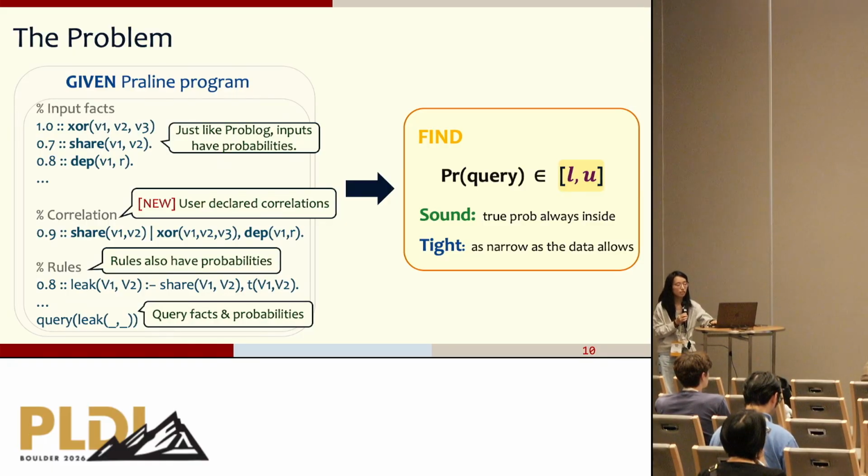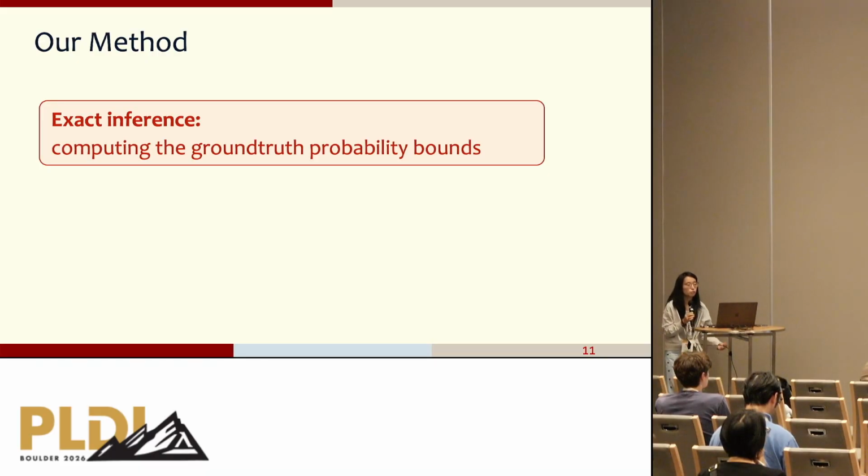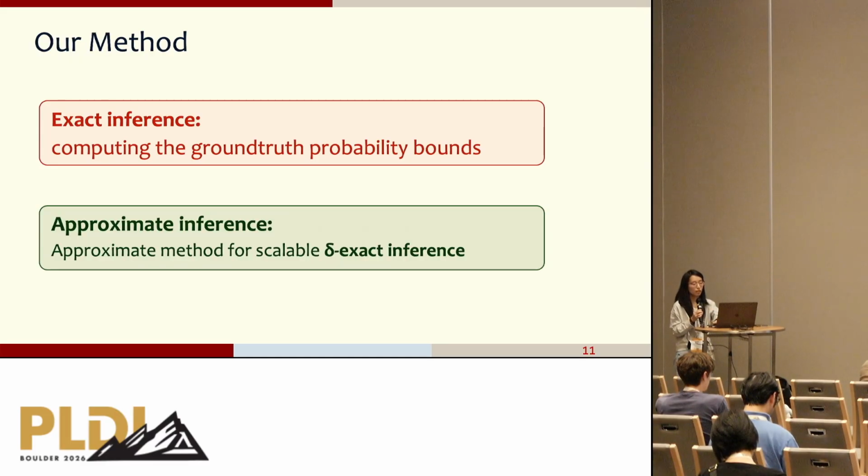To resolve this, we provide two methods. The first one is the exact inference, which computes the ground truth probability bounds. And then we also have the approximate inference for a scalable delta exact inference. You might not know what delta exact is, but don't worry, I will explain that in a few slides later. So let's first take a look at the exact inference.